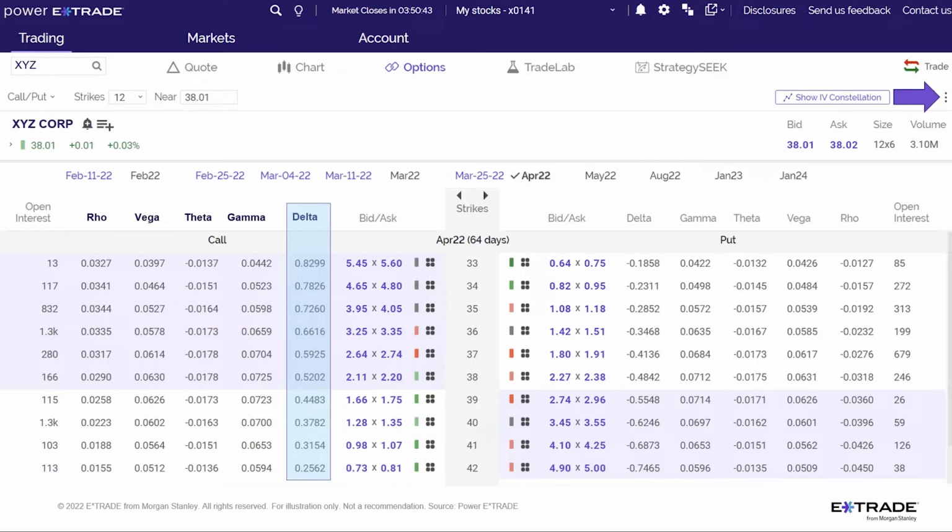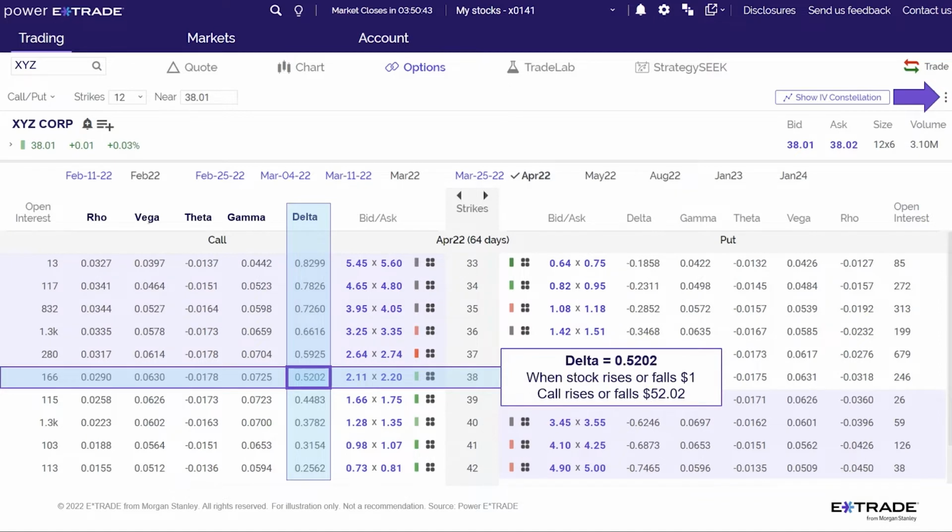All right, so number 1 is delta. I like to call it the versatile Greek because it can be used in several different ways. And I want to look at 2 of those ways here. So first, let's go through the numbers. We're going to focus on this particular option. It's a 38 strike. The stock is right at around 38. So we're looking at an at-the-money option. And you can see here that delta is 0.5202.